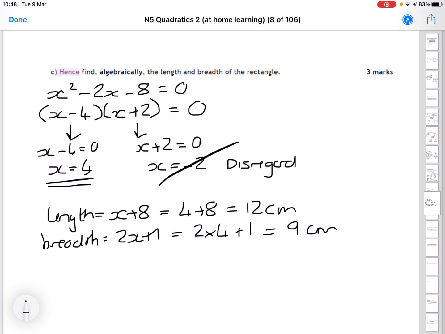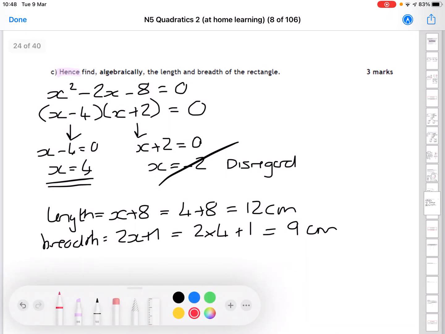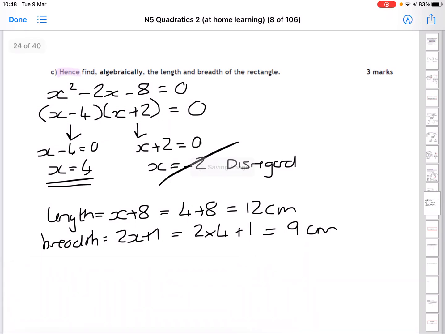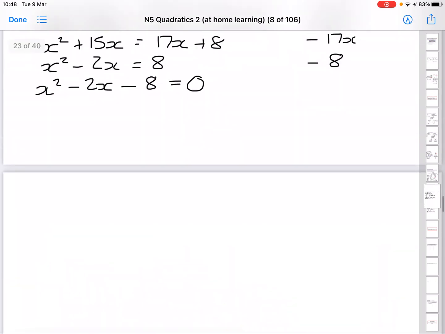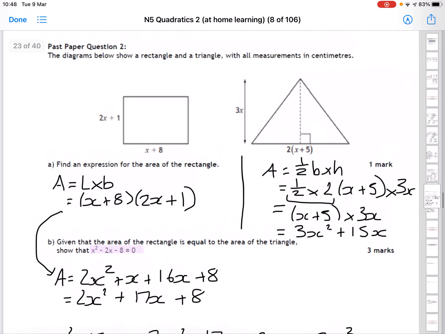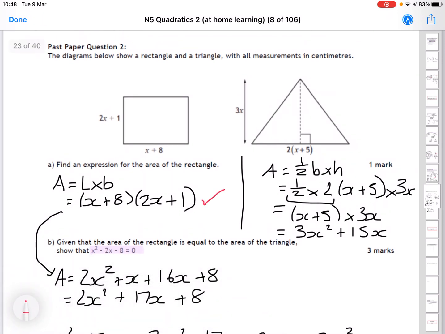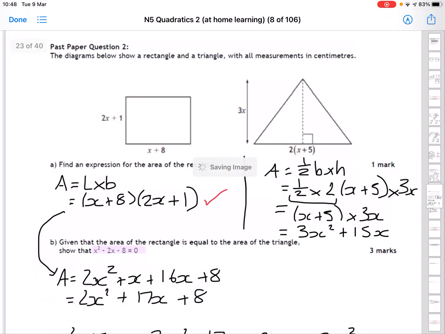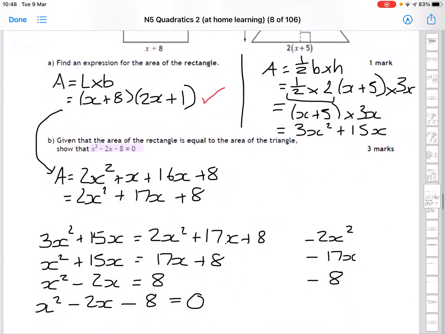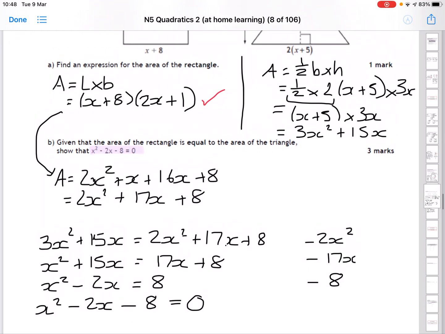So this full question is a lot of marks. It's worth quite a lot in total. So if I scroll back up here, the first part for part A was just 1 mark. So it's just 1 mark for the double brackets. For part B, it's 3 marks. So we get 1 mark for the expression for your triangle, 1 for equating them together, and then 1 for rearranging everything into the form in the question.